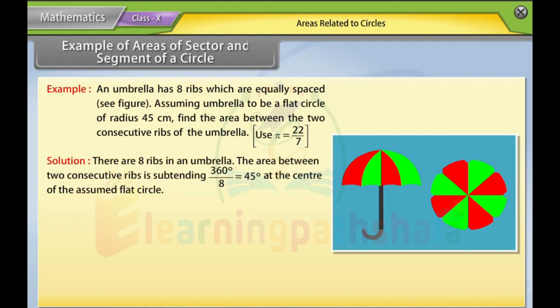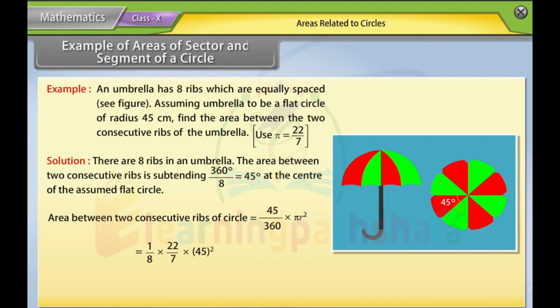There are 8 ribs in an umbrella. The area between 2 consecutive ribs is subtending 360 degrees upon 8, which is 45 degrees, at the center of the assumed flat circle. Area between 2 consecutive ribs of circle is 45 upon 360 into pi r square. Now by calculating it, we get 22,275 upon 28 centimeters square.